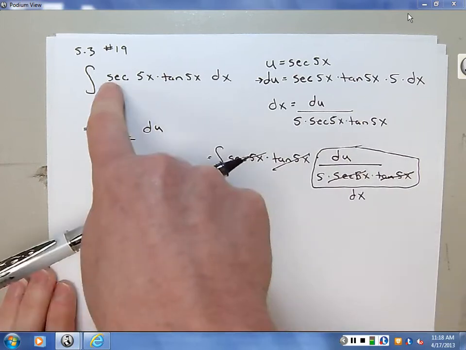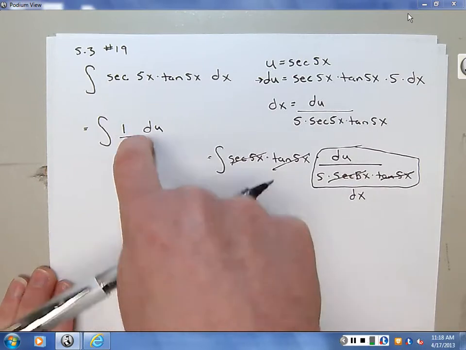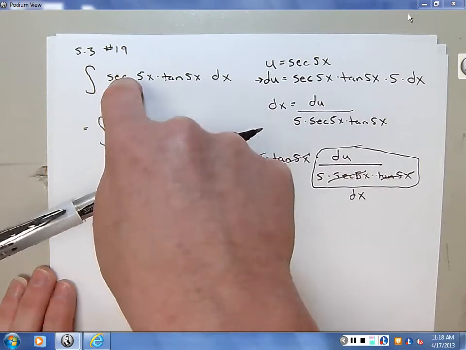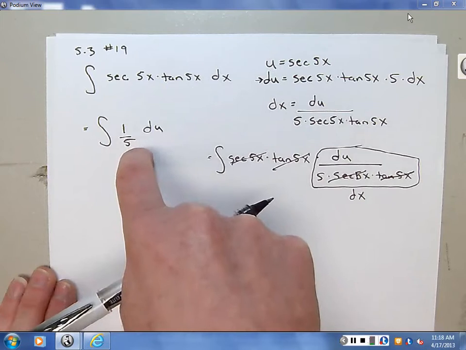If this was secant squared, then I would have a u here. If this was secant to the 80th power, I would have secant to the 79th power here. So that would be u to the 79th.